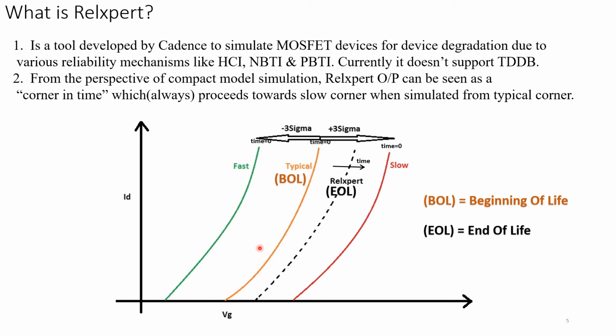right? And this is also called the beginning of life, because why? This is time equal to 0 simulation. Okay, so this is the beginning of life. This orange color is the beginning of life simulation of a particular device. And assume that I have a full blown PDK, that is process design kit, by which I am simulating this typical corner.